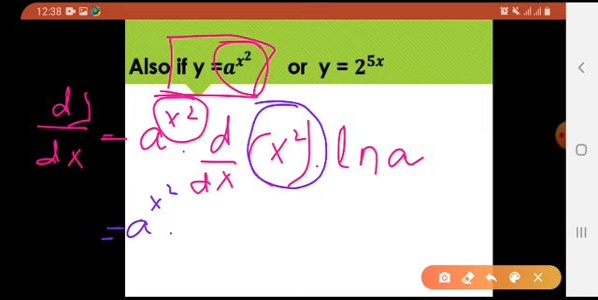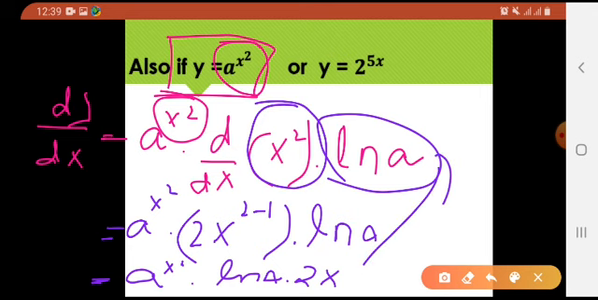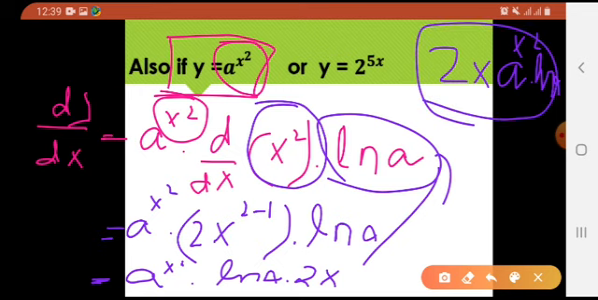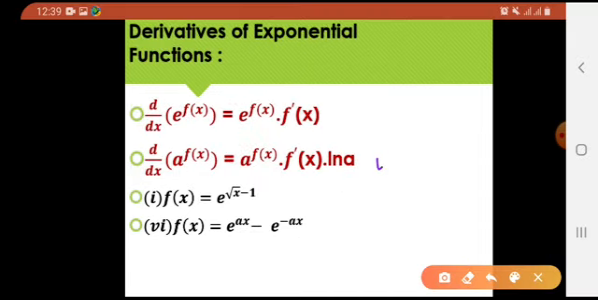What is the derivative of this x square? Power rule will apply. 2 into x raised to the power 2 minus 1 into, this will come as it is. So what is my answer now? Let us write it down over here. A raised to the power x square into natural log of a into 2x, or we can write it as 2x a raised to the power x square into natural log of a. Very easy, right? I hope this rule is also clear to you people, this one.